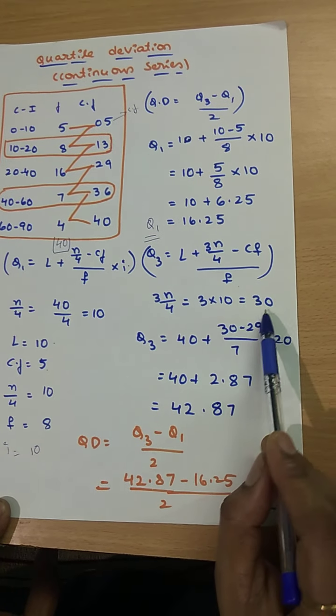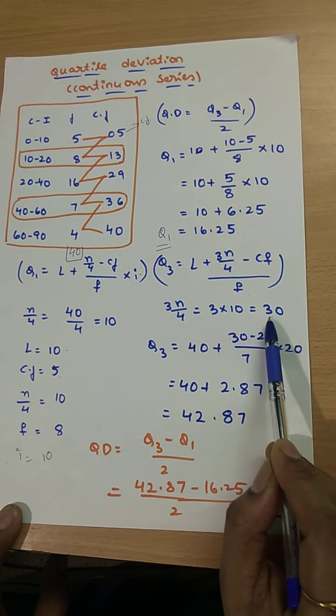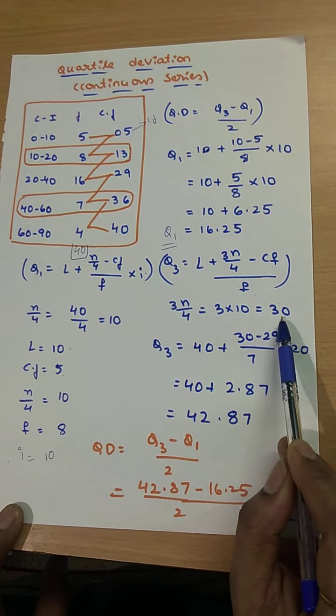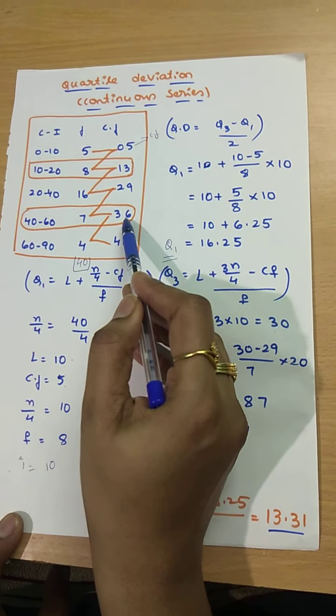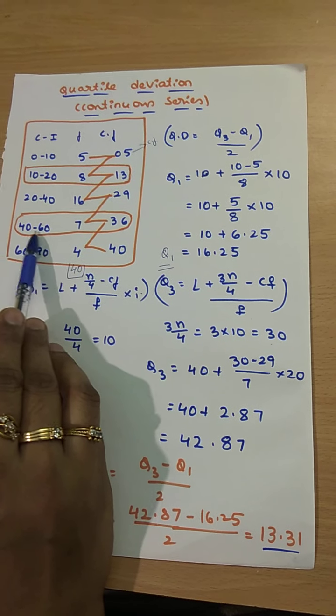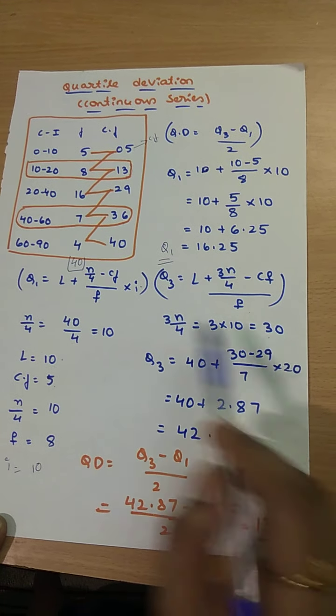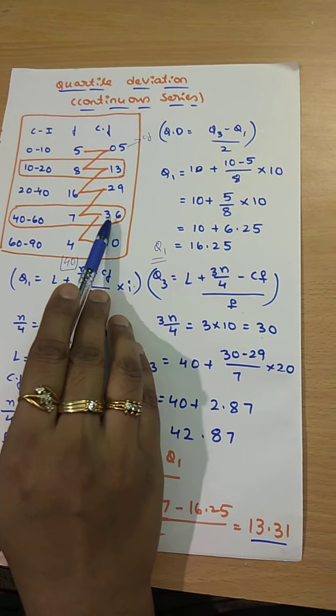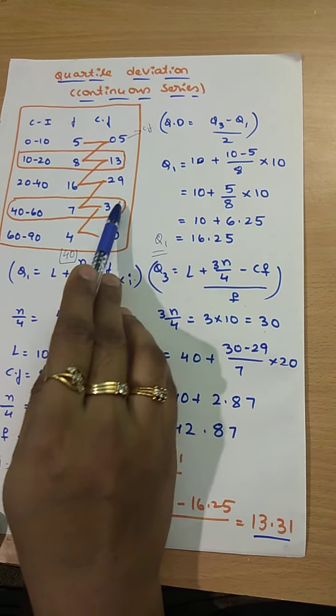Now we need to find the quartile class here. 30 means it lies in between 30 and 40, near this 36, so we need to take this as the quartile class. I have taken this as the quartile class.